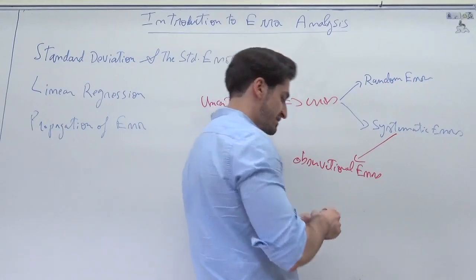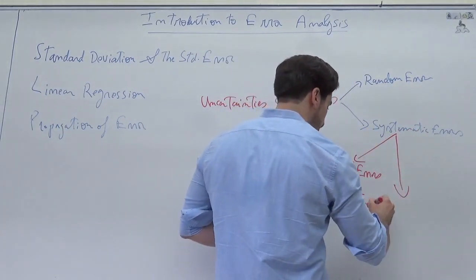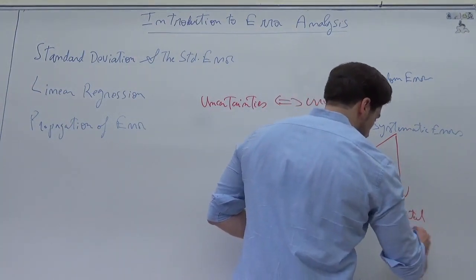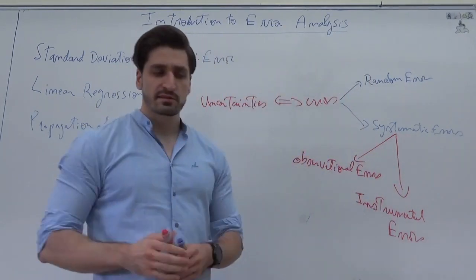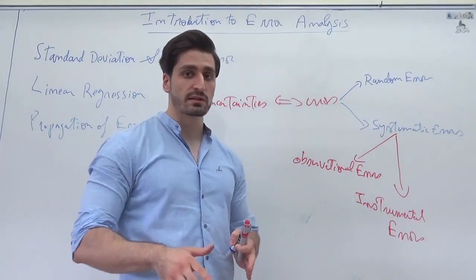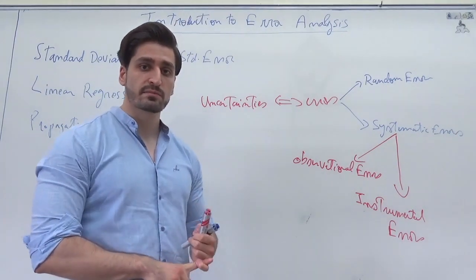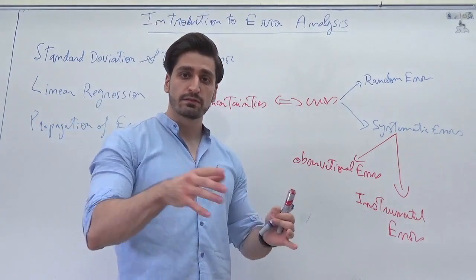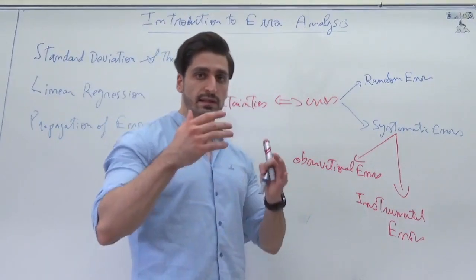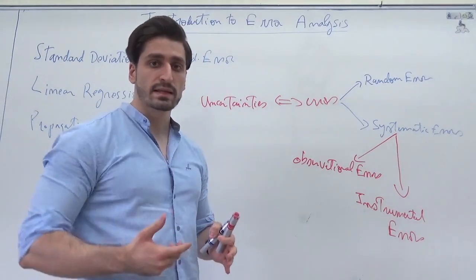Then we have the second subcategory within the systematic errors, which is called the instrumental errors. The instrumental errors are strictly related to the apparatus that you are using. For example, they can be attributed to poor calibration of the apparatus, or to any defect that the apparatus can embody. So whenever you are dealing with an apparatus that has a certain malfunction, you can define that as an instrumental error.